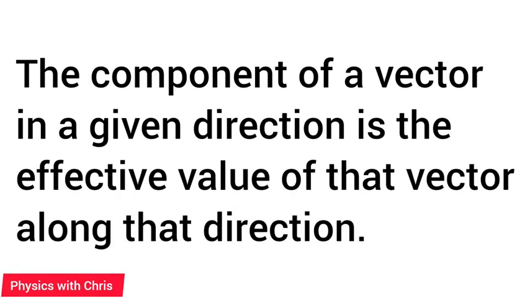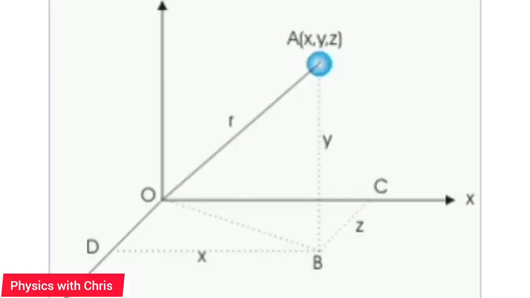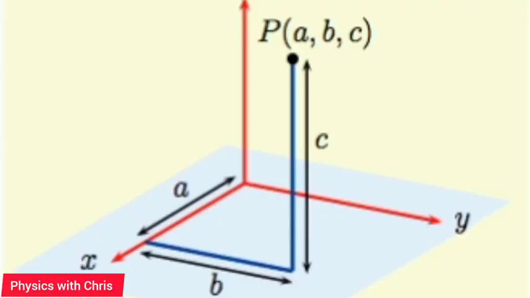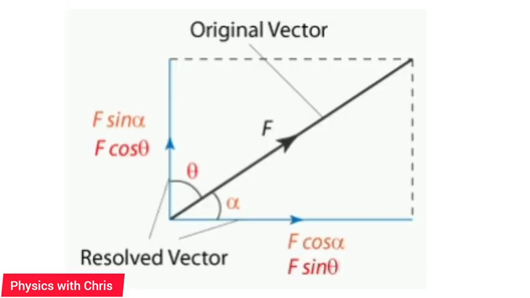The component of a vector in a given direction is the effective value of that vector acting along that direction. Three perpendicular directions are always recognized. They are the x-axis, and any component acting along that direction is called the x-component or the horizontal component. We also have the vertical component, and then we have the z component. But in this lesson, I'm going to be talking about resolving a vector into two perpendicular components. And what are they? The x component, which is the horizontal component, and the y component, which is the vertical component.